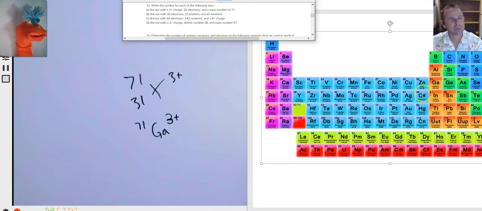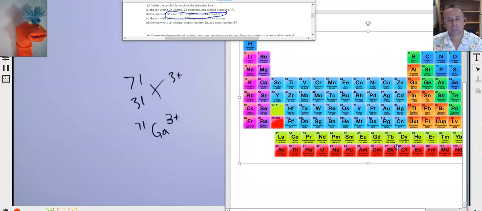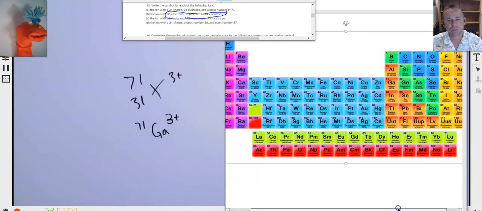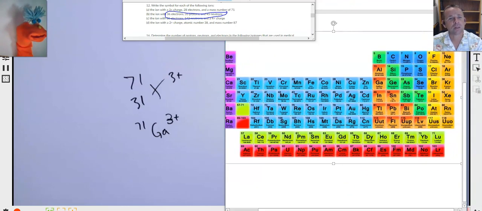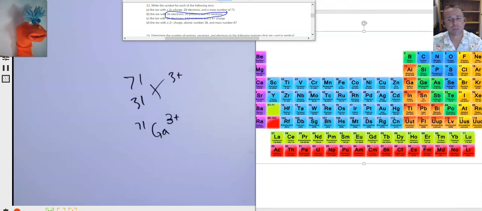Okay, good stuff. B. Ion with 36 electrons, 35 protons, and 45 neutrons. Okay, 35 protons, that's pretty straightforward, right? Yeah, is it? What is that one over there? Let's see if we can scoot this over a little bit. Bromine. 35 protons, bromine.